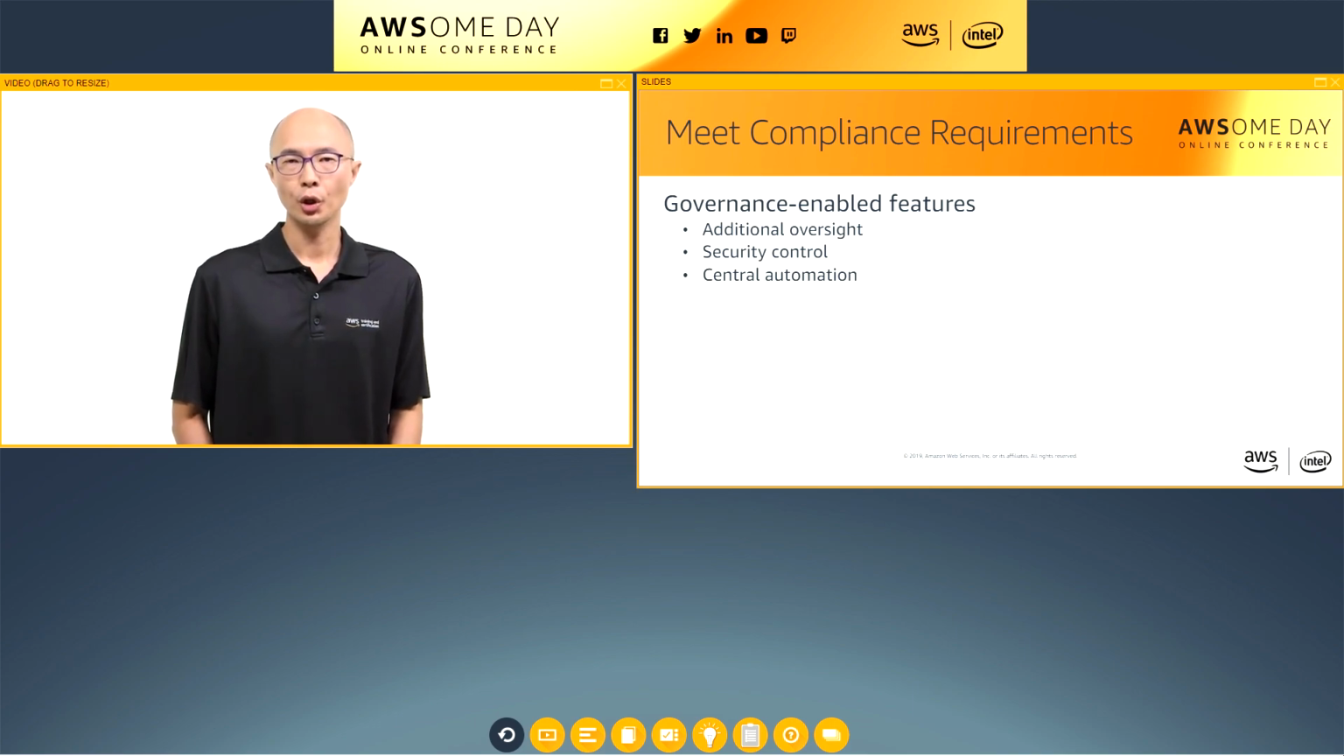A properly secured environment helps to create a compliant environment. When you migrate your regulated workloads to AWS Cloud, you can achieve a higher level of security at scale by using our many governance-enabling features. Cloud-based governance offers a lower cost of entry, easier operations, and improved agility by providing more oversight, security control, and central automation.